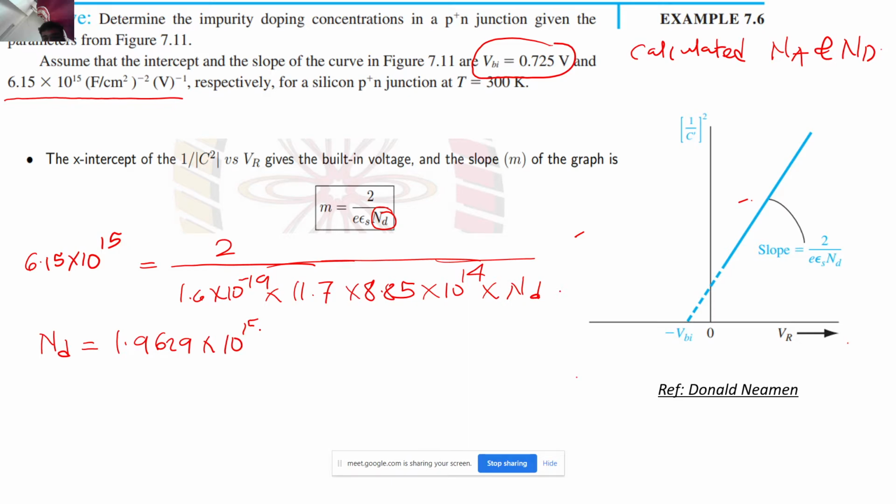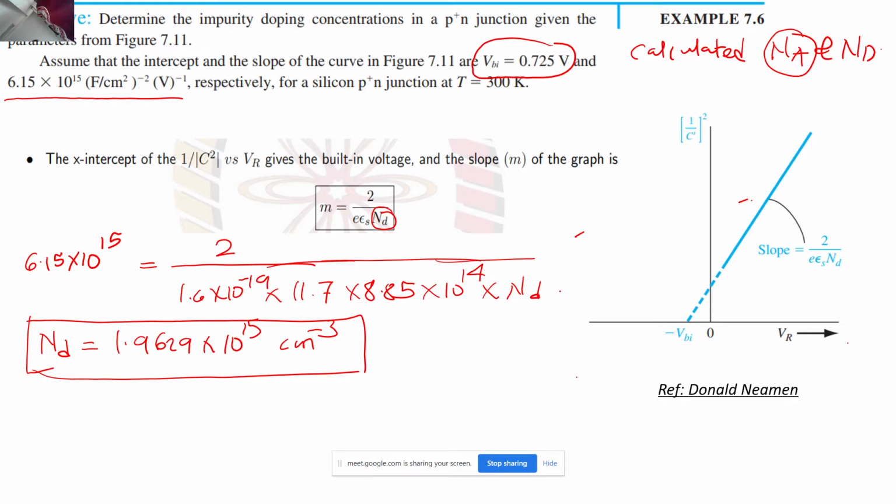Now can you guys please tell me, I have already found the value of ND. How am I going to find the value of NA over here? What can I use, and what has been given to me, which I have not used till now? VBI. Yeah, exactly, correct. What is the VBI formula? VBI is KT by Q ln of (NA plus ND) upon ND, NA and ND upon Ni square.